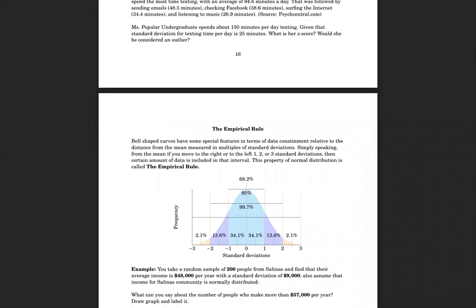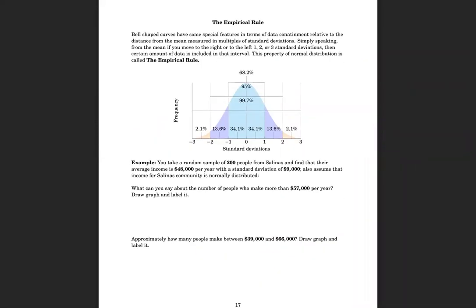Now, we are going to talk about something called the empirical rule. When you have a data set that is bell-shaped, you can make some assumptions about the containment of the data, about how data points are distributed.